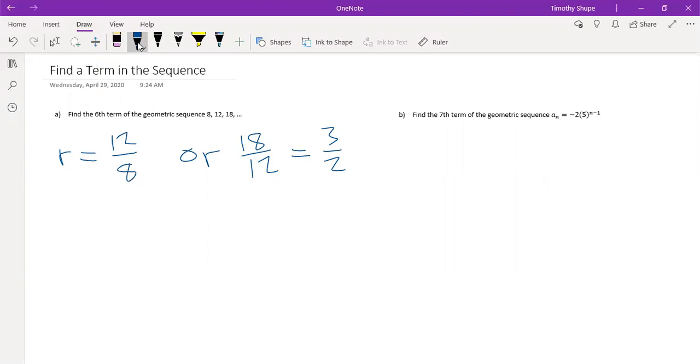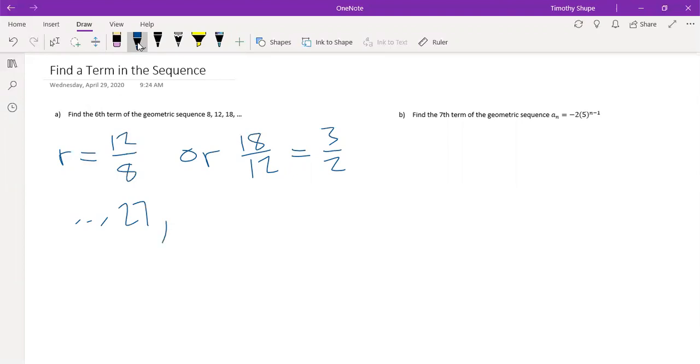So I can see that if I multiply 8 by 3 halves, I'm going to get 12. If I multiply 12 by 3 halves, I'm going to get 18, and that pattern is going to continue. Now, we could continue this pattern on and just continue to multiply by 3 halves a couple more times, because if I'm just going to the sixth term, I need 3 more terms. So if I continue that pattern, if I start out at the 18, 18 times 3 halves is going to give us 27.